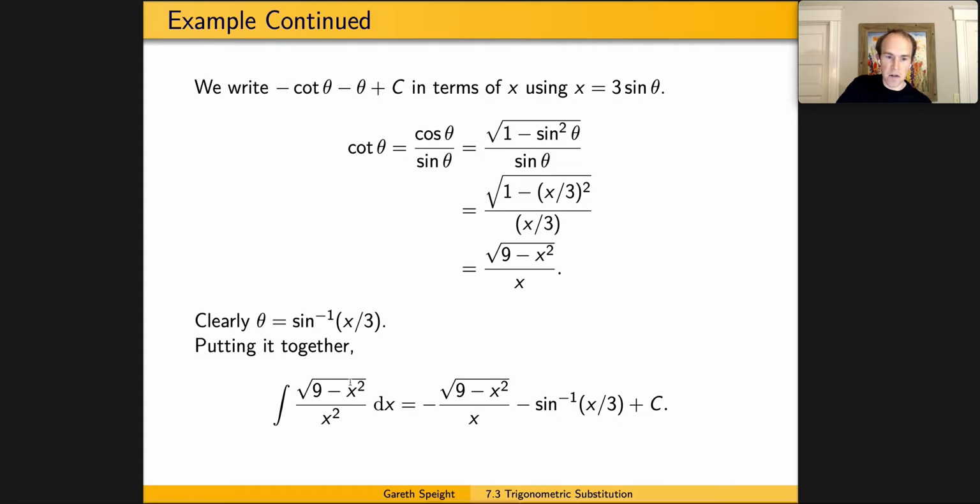So the strategy was x equals 3 sine theta, dx equals 3 cosine theta d theta, write everything as a trig function. It's going to become an easier integral. We use the techniques from the last section to do that. Then at the end, we have to write the answer back in terms of x. So that was what we did.